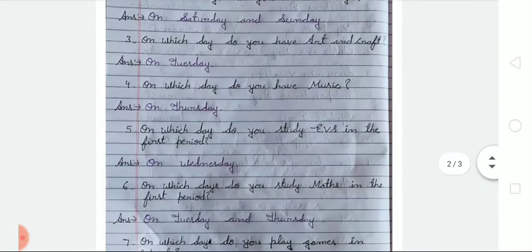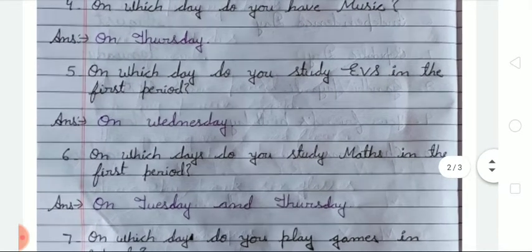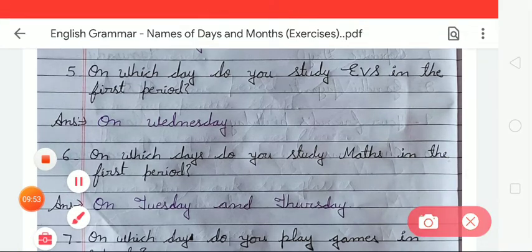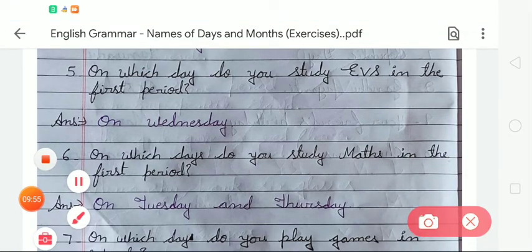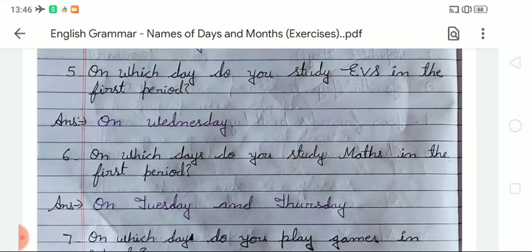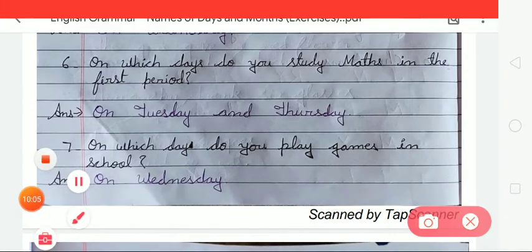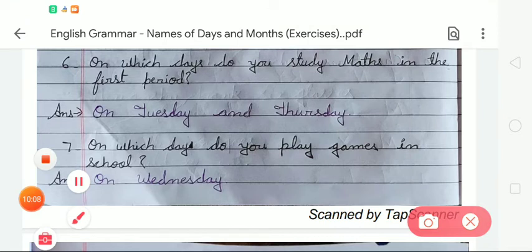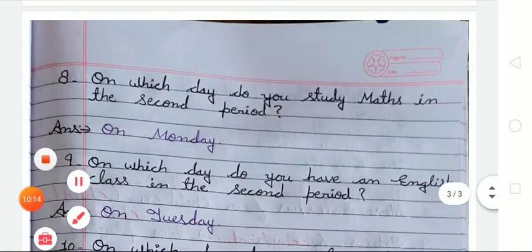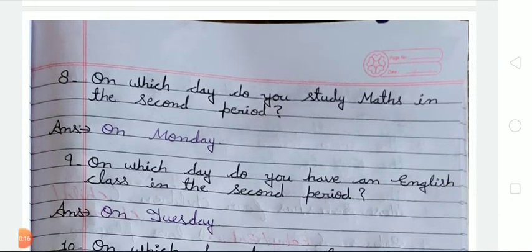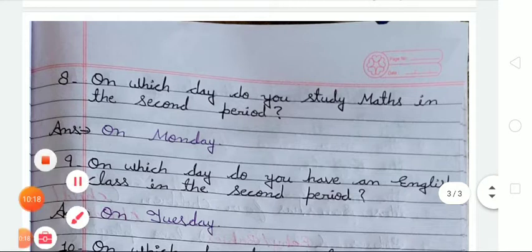Now the next is question number 5. On which day do you study EVS in the first period? So the answer will be on Wednesday. Sixth is: on which days do you study math in the first period? So the answer will be on Tuesday and Thursday. Now the next, question number 7: on which day do you play games in school? So the answer will be on Wednesday. Now the next question is question number 8: on which day do you study math in the second period? So the answer will be on Monday.